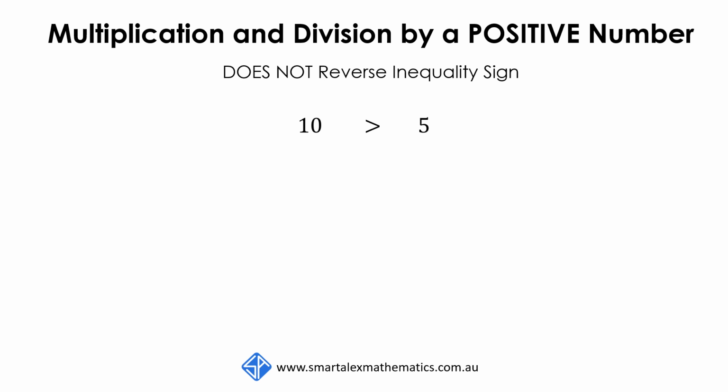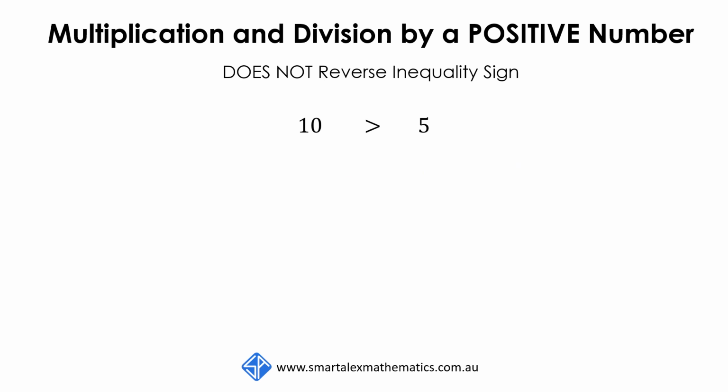How about multiplying or dividing both sides of the inequality by a positive number? We start with 10 is greater than 5. We're going to multiply both sides by 2. 10 times 2 gives us 20. 5 times 2 gives us 10. Again, 20 is greater than 10, so this is still true. The inequality sign remains the same direction.